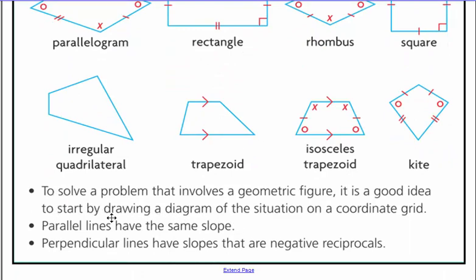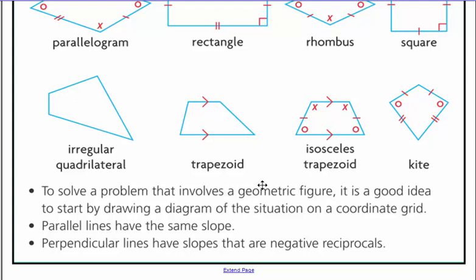And let's just see at the bottom here, to solve a problem that involves a geometric figure, it's a good idea to start by drawing the diagram on a coordinate grid. I would suggest that that's not necessary, and certainly as we get numbers that are bigger, we won't be able to do that. If you have coordinates of negative 382 and positive 85 as your x, y for one vertex, and 863, 92 as the coordinates for another one of your vertices, then obviously we can't draw that.